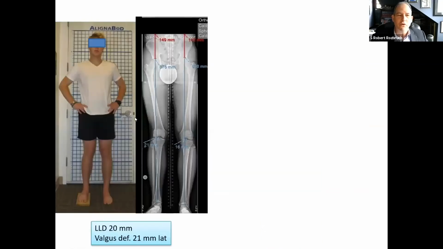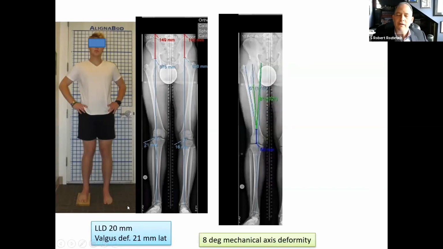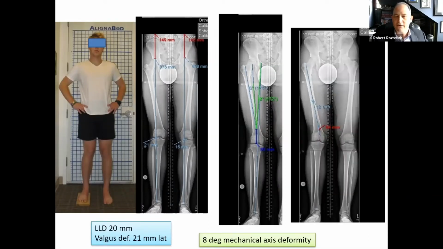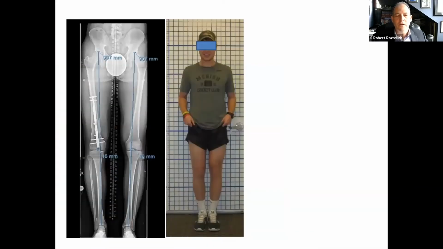But what I do want to show you is a similar case and how I would treat it in the internal lengthening era. Right here you can see a young man who has a very similar problem, valgus with leg length discrepancy. We do our planning, first mechanical axis planning, then anatomic axis planning, and we calculate that there's 8 degrees of deformity that needs to be corrected. And we use an internal lengthening nail, retrograde, for acute correction of deformity and simultaneous lengthening.